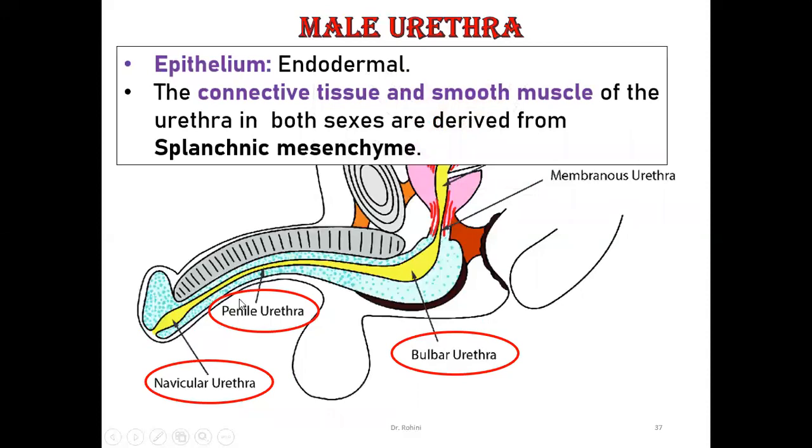So the endodermal epithelium, the connective tissue, and the smooth muscle of this urethra, in both the sexes, are derived from splanchnic mesoderm. Epithelium, as I mentioned, is mostly endodermal, except the small posterior part in females, which is mesodermal, and in males also near the navicular urethra, this is ectodermal.